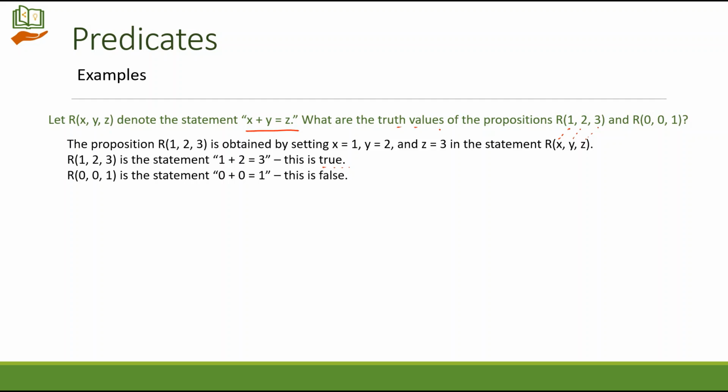What about R of 0, 0, 1? This is the statement 0 plus 0 is equal to 1. 0 plus 0 will yield 0 only. So this is a false proposition. This is how we will be substituting values into the statements.